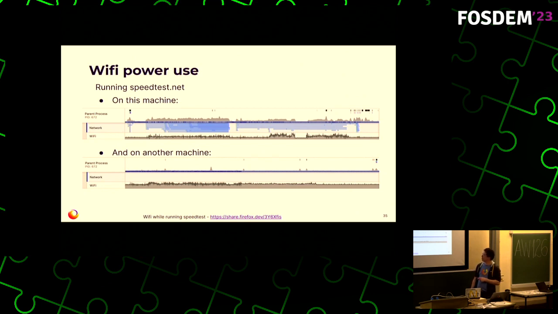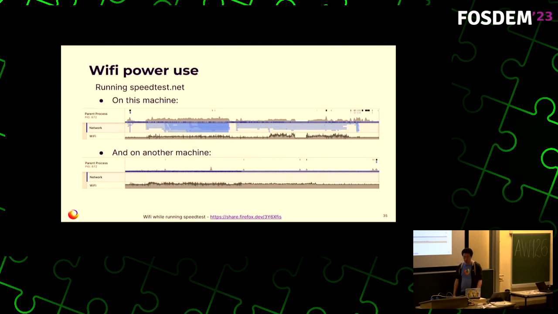It's a single profile, there's a link here, but I zoomed on two different parts of the profile. The top half is when I actually run the test on the machine. So we still use 500 milliwatts here, and we have peaks that go up to 2 watts for the Wi-Fi chip. We push it to the limit. It was actually not really testing the bandwidth of my internet connection, more the Wi-Fi chip of that machine.